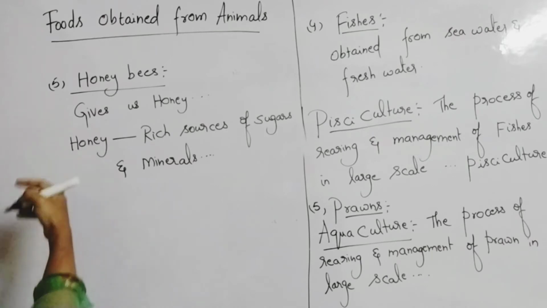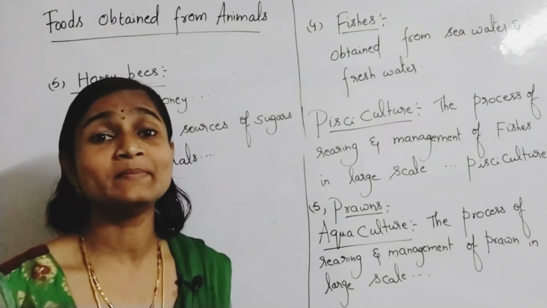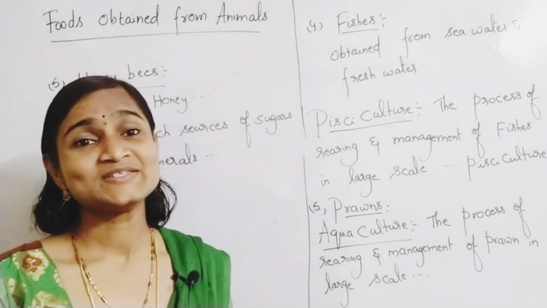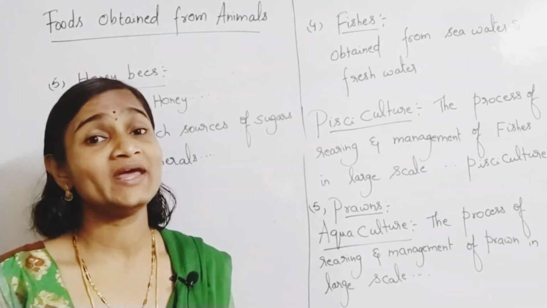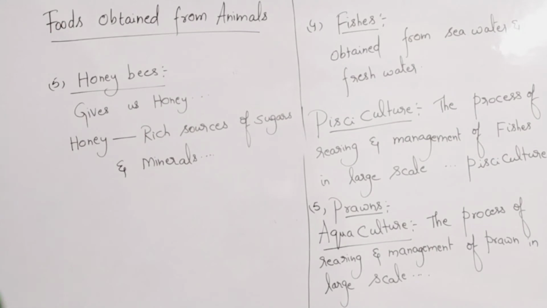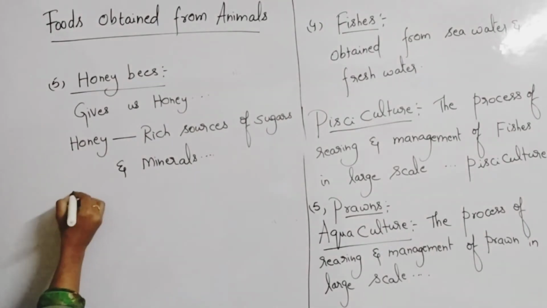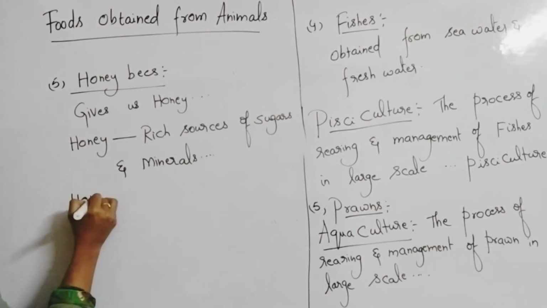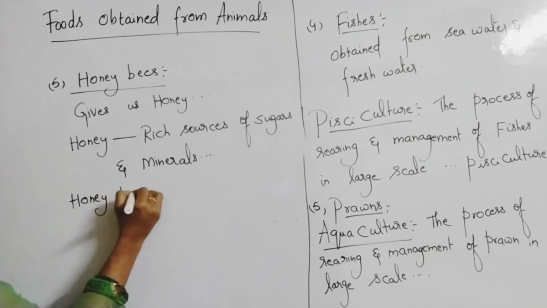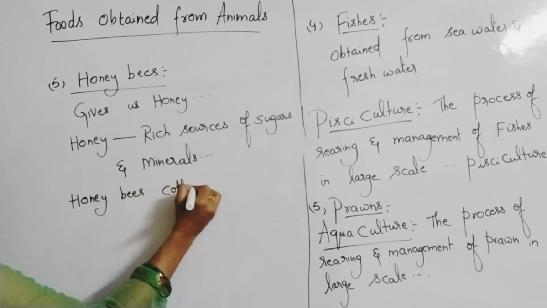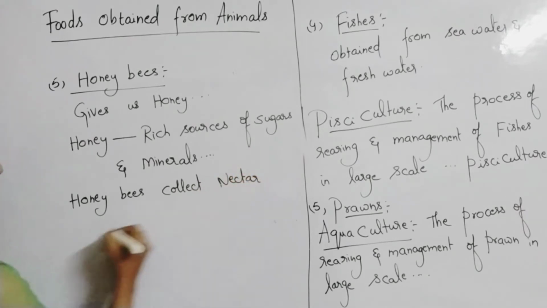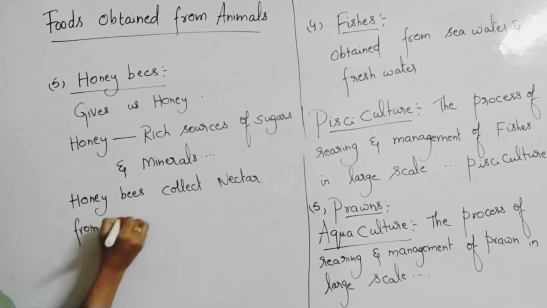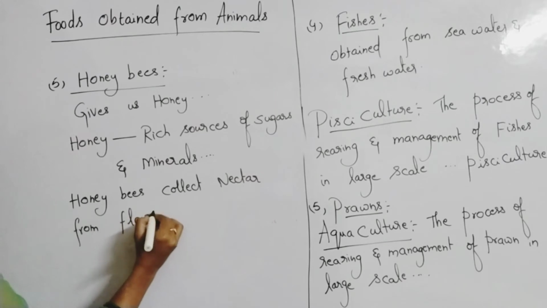That's why we take honey, and we use it for medicinal purposes also, isn't it? So honey is the best food source obtained from honeybees. Honeybees collect what? Nectar. Honeybees collect nectar from flowers and store it in honeybee hives.